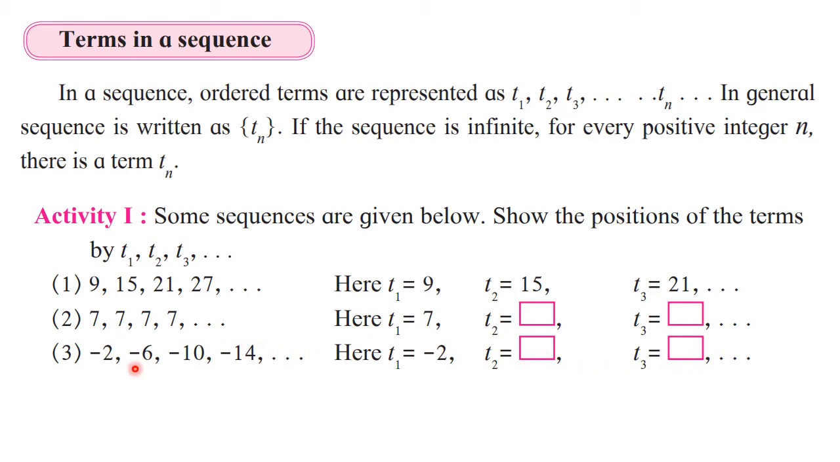Okay, so in this way, this is a simple activity to locate the positions of the terms, or to write the positions of the terms. So take a note that here the term is denoted by the letter T. And then the suffixes like 1, 2, 3 are added to show the position. So T1 means first term, T2 means second term, T3 means third term, and Tn stands for the nth term of the sequence, or the general term of the sequence. Okay. Now let's go ahead.